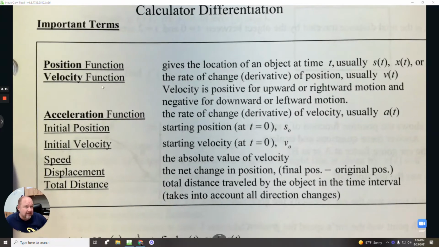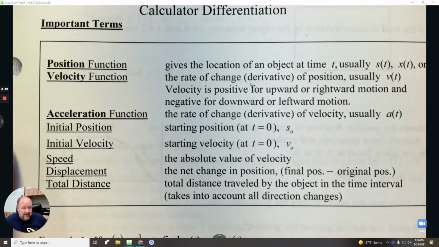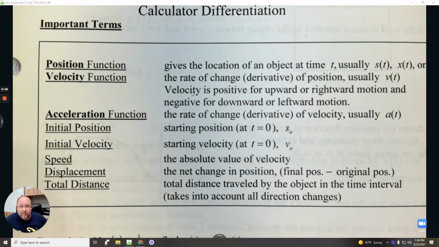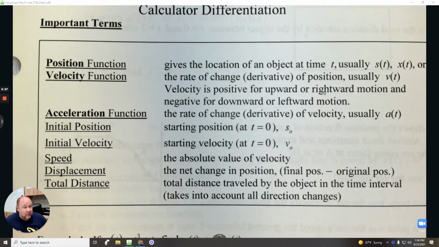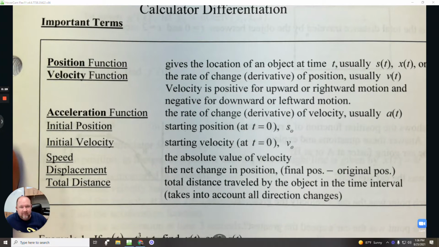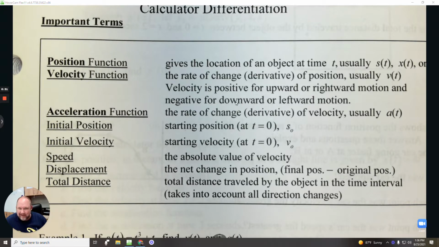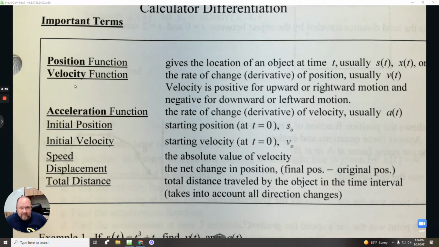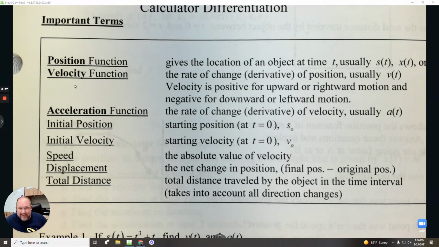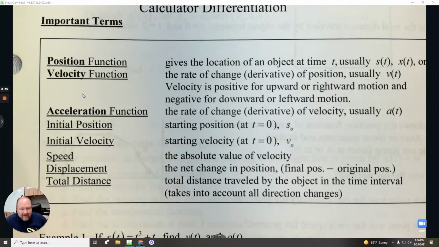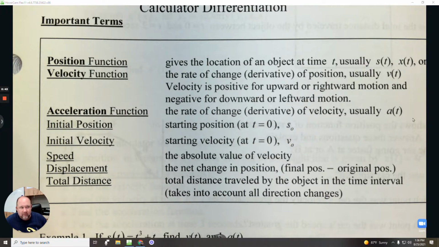The velocity is the change in position over time. If the velocity is positive, it could move up or to the right or forward. If the velocity is negative, it moves down or to the left or backward. Velocity tells you how fast you're going, and it gives you direction. Acceleration is the change in velocity over time, usually with an A compared to a V.